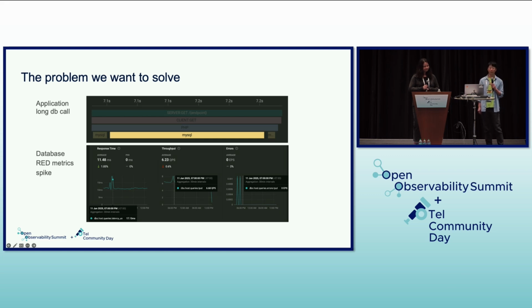Okay, so I'll start with what was the problem we wanted to solve. SolarWinds has application and database monitoring components in our product, and we wanted to integrate them to help customers answer questions like, is my application request taking long because of the state of the database? Or conversely, from the database point of view, where are these expensive queries coming from?